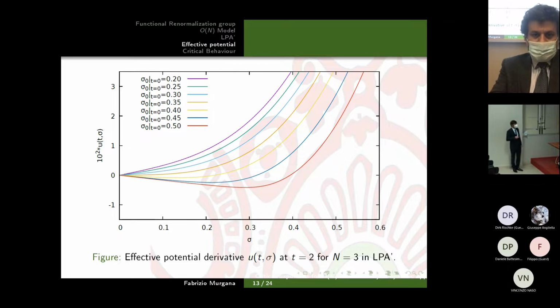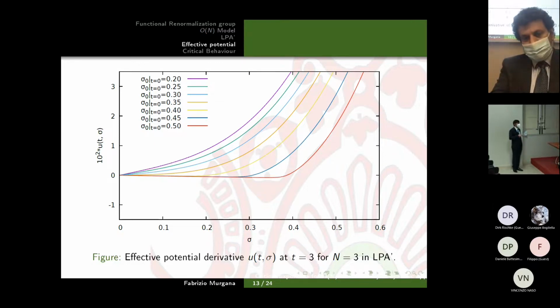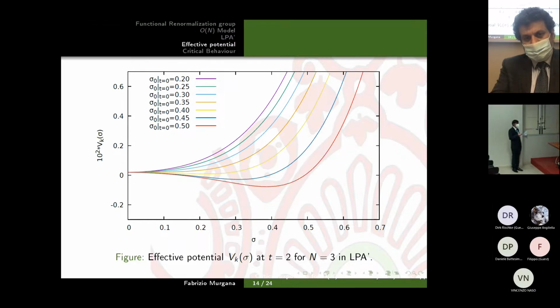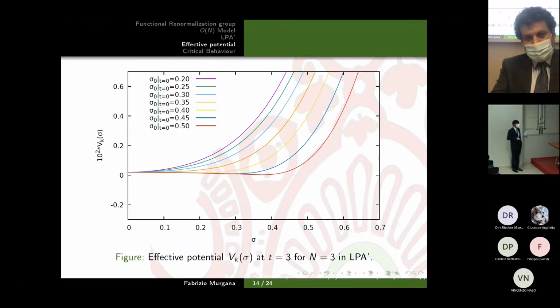And we see the minimum is going back towards a smaller value of the field. And if the symmetry is still broken, because of convexity of the potential, we end up with a plateau in the broken phase. And this you can see also from the derivative of the potential. This is the effective potential. And you can see this also from the potential. You see it's going towards a plateau.